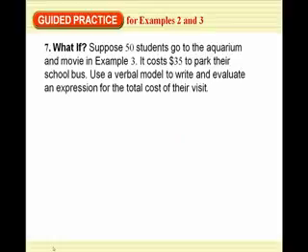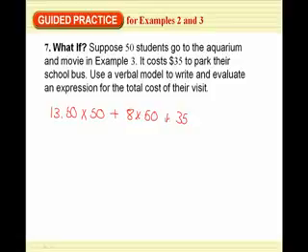Okay, the guided practice, last one. What if, suppose 50 students go to the aquarium and the movie in example 3. It costs $35 to park their school bus. Use a verbal model to write and evaluate an expression for the total cost of their visit. Use the verbal model, which is the same one that they had. 50 students, remember it's going to cost them $13.50 each to get in, so times 50. You remember back from that one, plus $8 for the movie times 50, plus $35 to park their school bus. Now we don't have to take that times 50 because that's just a one-time payment.